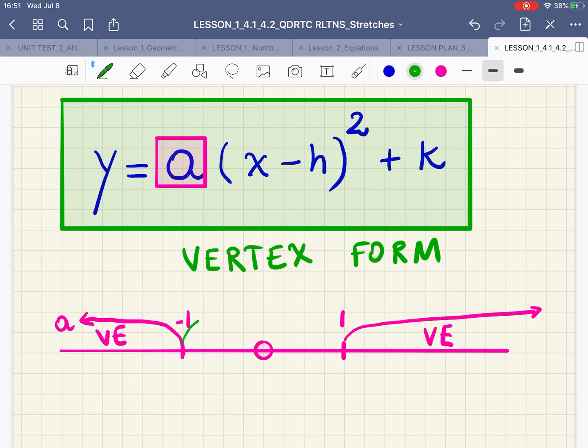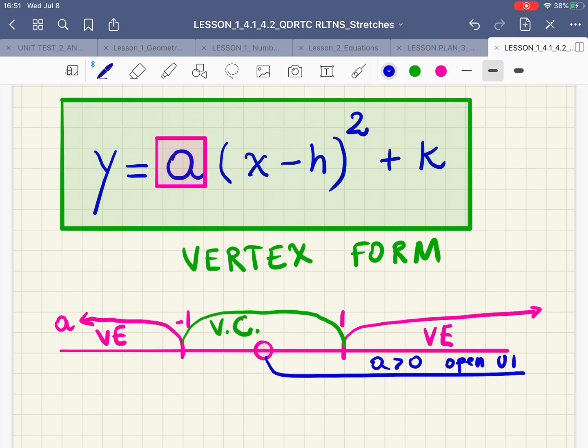Now, if the a values are between negative 1 and positive 1, such as 1/2, 1/3, negative half, negative third, and so on, then the parabola undergoes what we call a vertical compression, and the parabola becomes shorter. There is another thing we need to mention here, which is the positive and negative values of a. When the a values are positive, the parabola will open up. And if the a values are negative, the parabola will open down.